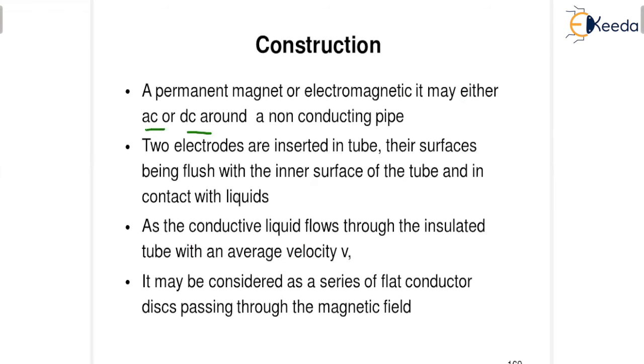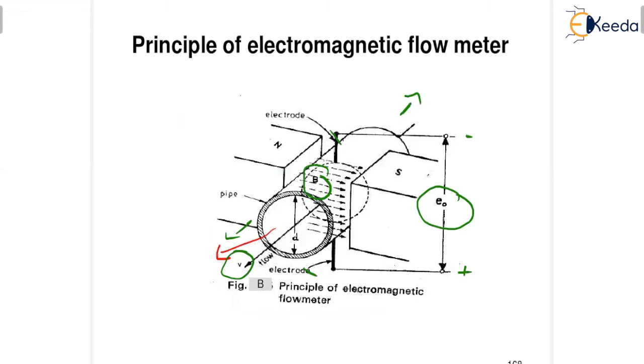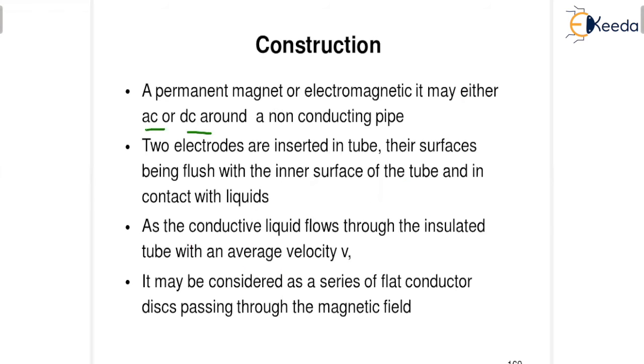Here the conducting liquid flows through the insulated tube with a velocity v. It is moving with a velocity v, my dear students. One more important thing that I would like to bring to you is that it may be considered as a series of flat conductor disks passing through the magnetic field.